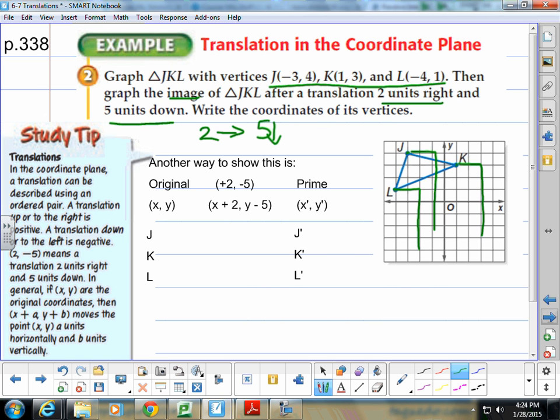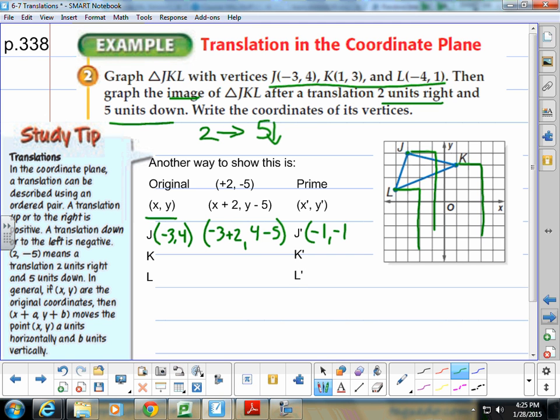Or instead, another way to show this would be to mark your original points. So J's original points are -3, 4. And then change them by, we're going to the right 2, and that's on X. X is always left and right. Y is up and down. So that's to the right 2. So we do -3 plus 2, and that's Y, 5 down, so 4 minus 5. So that means J prime would be at -1, -1.